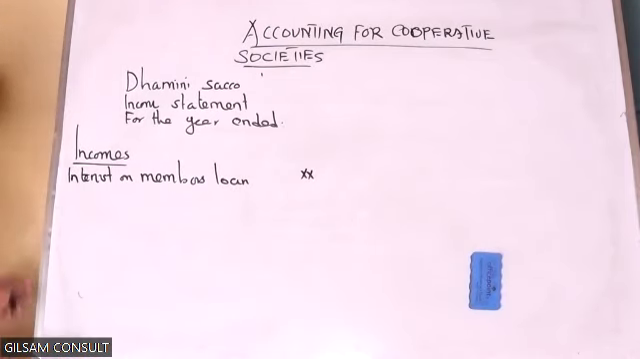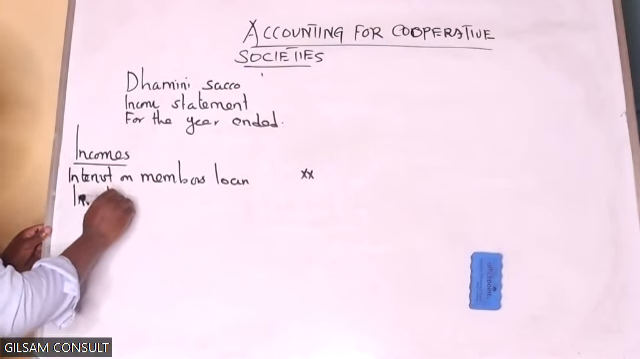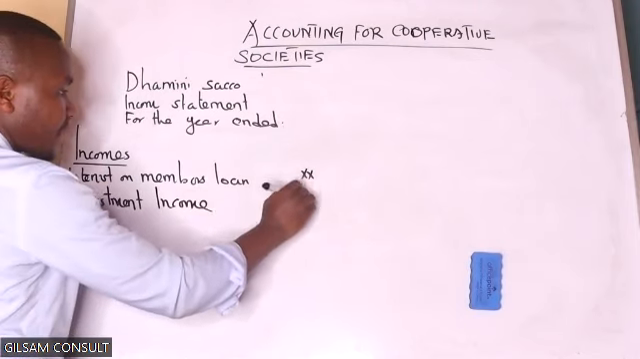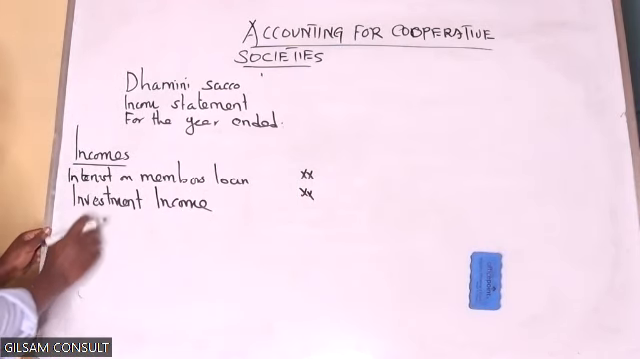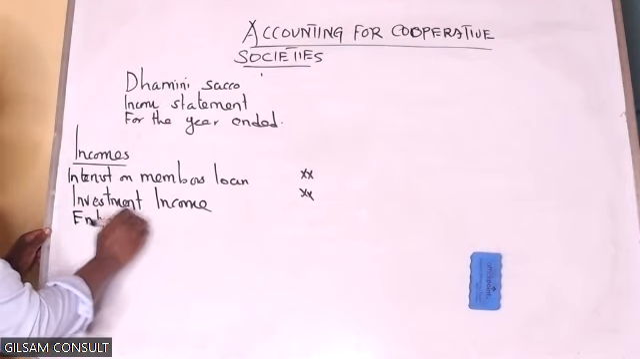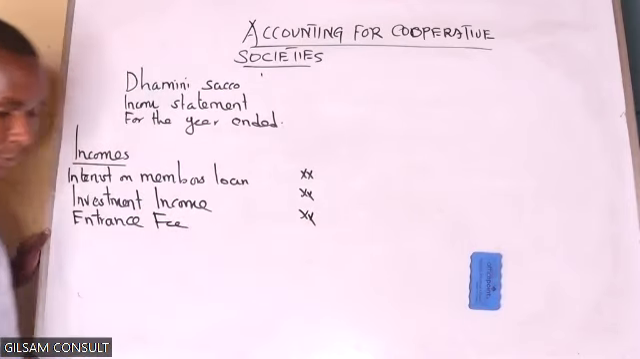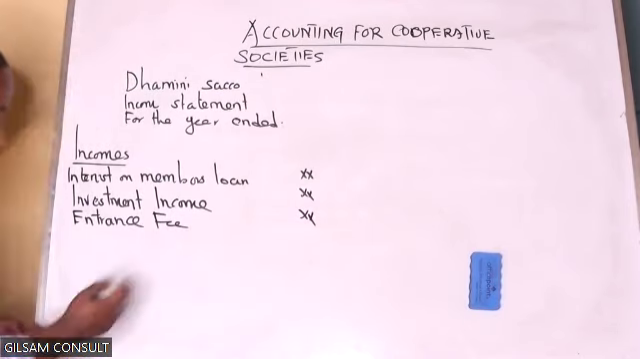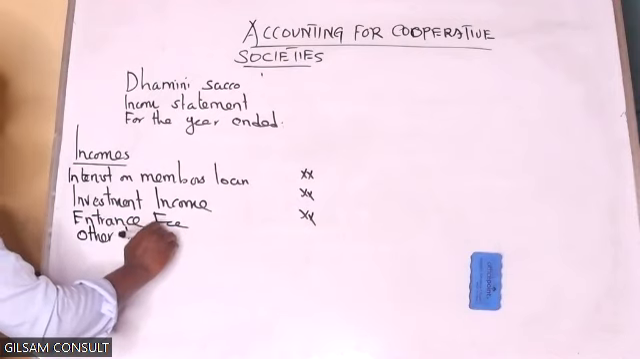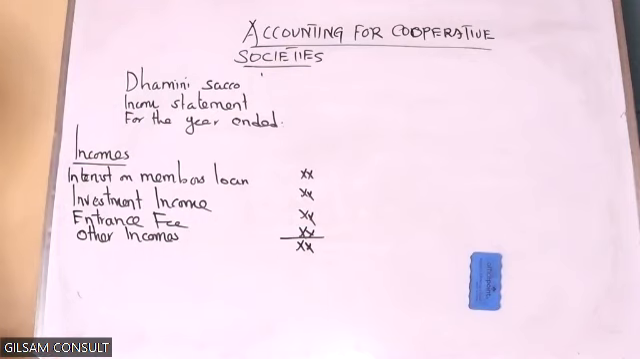And that also will have the investment income. So maybe with their saving, they invest this fund in other investments. So any income which you are generating from that investment, you need to account. And then we have the entrance fee or the subscription fee. What else can we account as an income? Other incomes which are not specified. So that at the end of the day, you will have your total income.